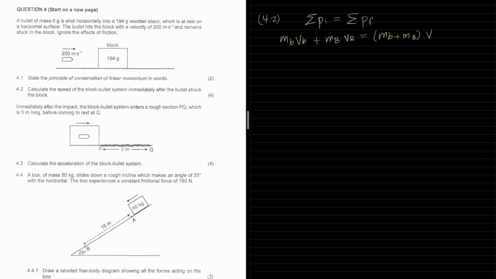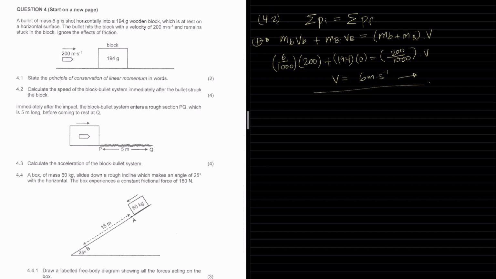So the bullet has a mass of 6 grams, so that's 6 over 1,000 because it needs to be in kilograms. The velocity is 200, and we'll choose right as positive. Plus the block is 194, and it has a velocity of 0, it's stationary. Afterward, we're going to add, so 6 plus 194 is 200, so 200 grams divided by 1,000 times V. And now we're just solving for V. So V is then equal to 6 meters per second. Since it's positive, it means that it's going to be moving to the right.